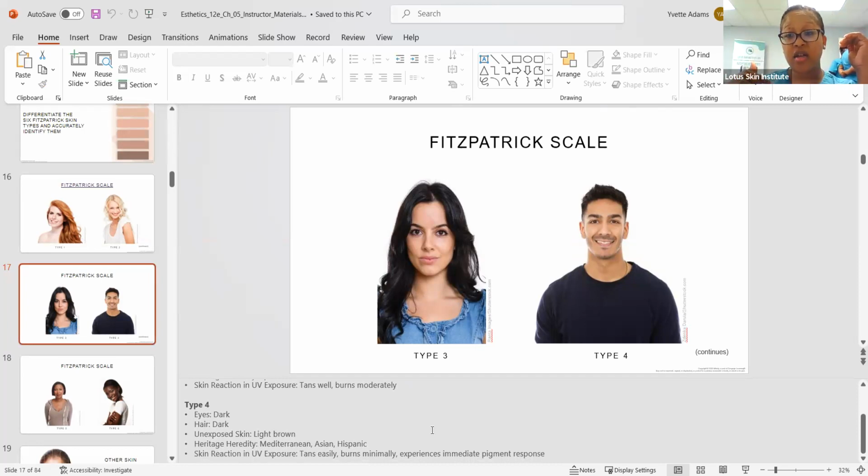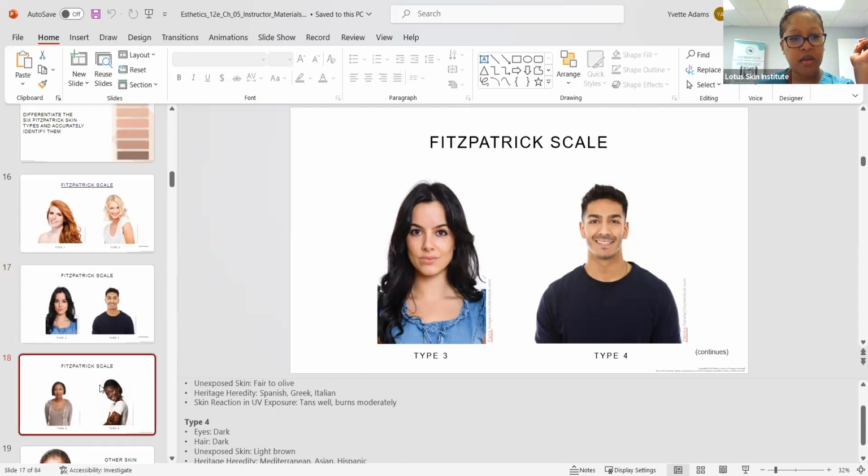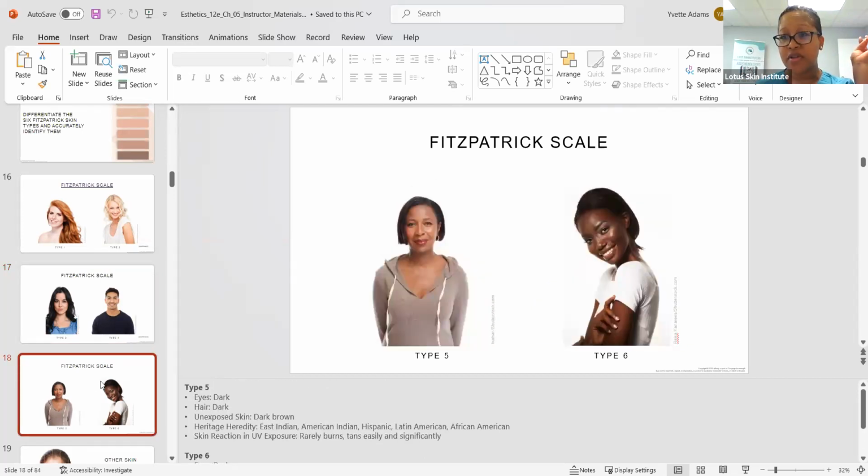Their hair is dark, their eyes are dark, and they tan very easily. They don't burn too bad because they have a little bit more pigment in there. They have an immediate pigment response, but they tan pretty easily and quickly, type 4. All right. Obviously, this is part of their lesson.